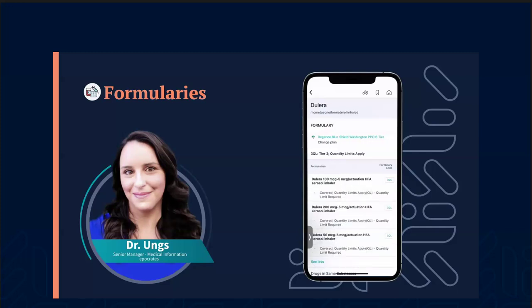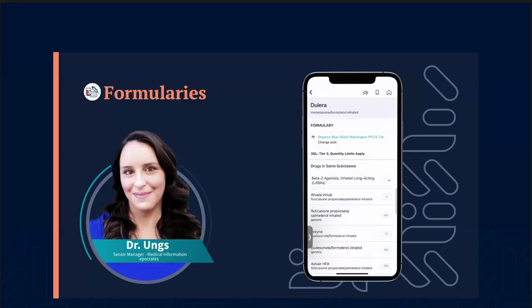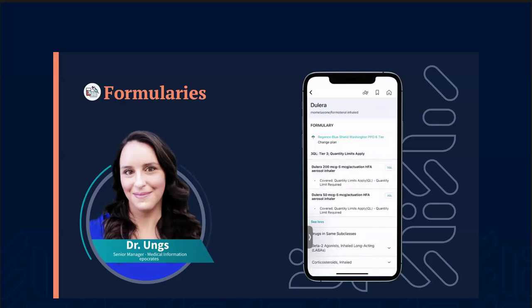All formulations are Tier 3 with quantity limits, so you can understand how this could be quite expensive for your patient, even with insurance. You'd like to find another option with better coverage in a lower tier. Directly below the coverage details by formulation, you can see a section for drugs in same subclass. When you collapse the first list, you can see that Dulera belongs to two subclasses, the long-acting beta-2 agonists and the inhaled corticosteroids. You can use these lists to explore insurance coverage for other drugs in the same subclasses.